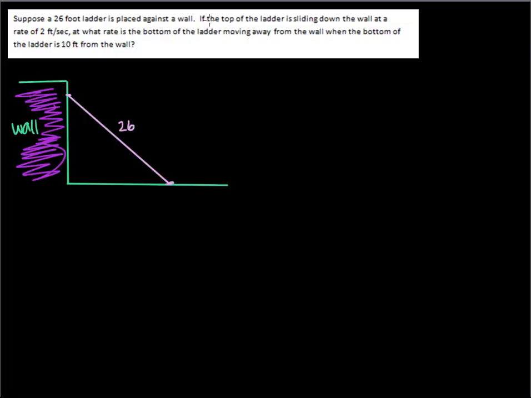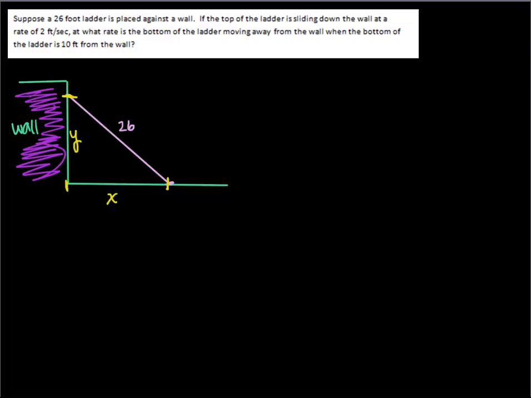So look at what this is saying. If the top of the ladder is sliding down the wall at a rate of 2 feet per second, at what rate is the bottom of the ladder moving away from the wall when the bottom of the ladder is 10 feet from the wall? So what is this talking about, right? Let's do what we did in the last section. Let's define some variables. I'm going to let x be the distance the bottom of the ladder is from the wall. I'm going to let y be the distance the top of the ladder is from the ground.